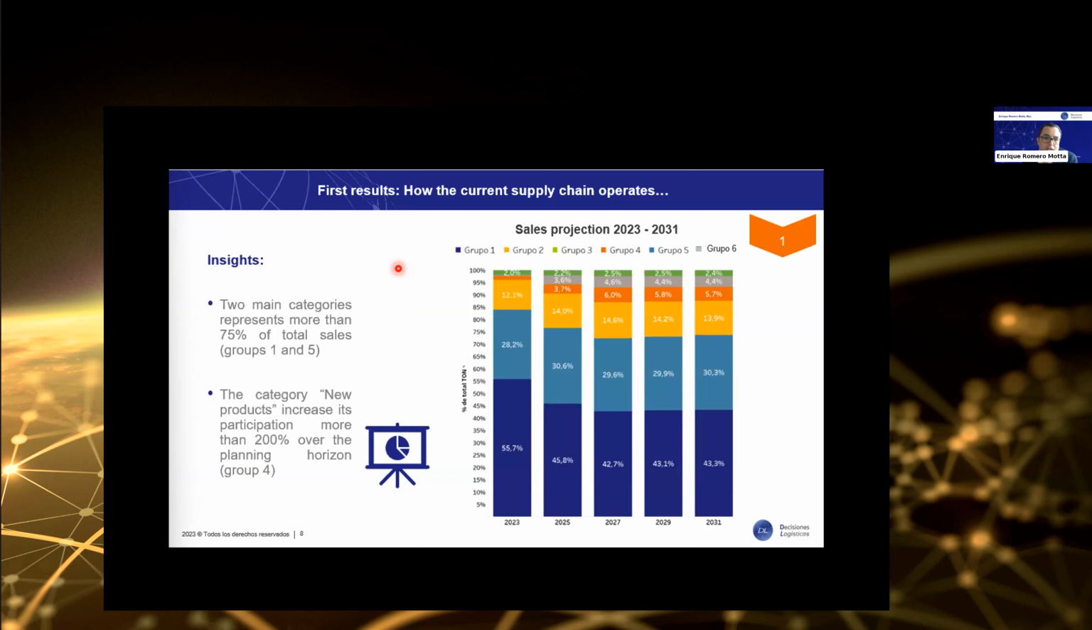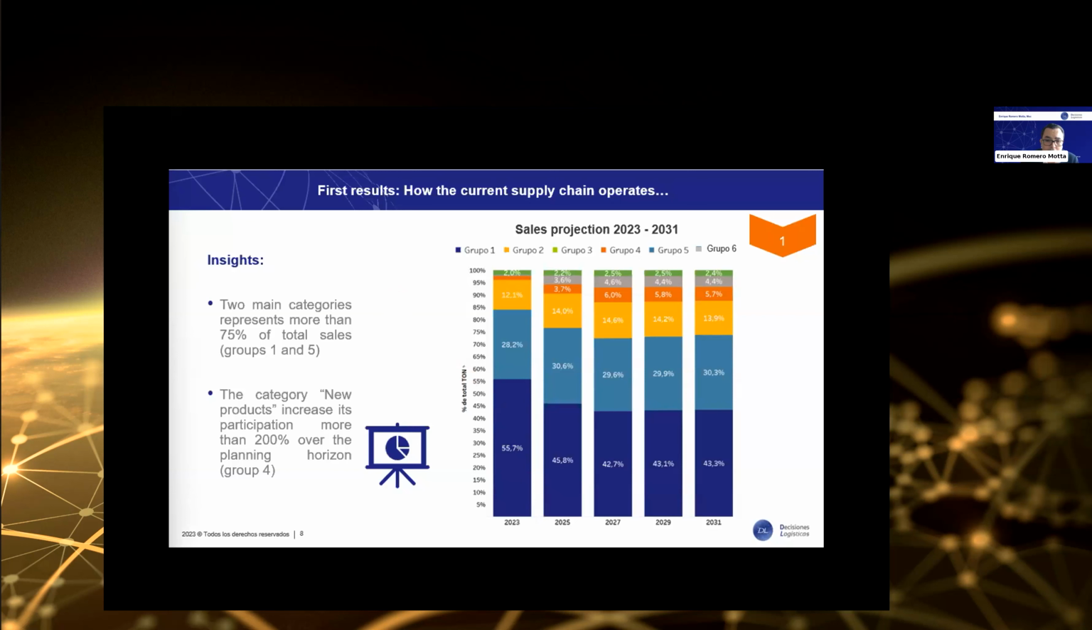There are two main categories, as you can see right there in the chart, that will represent around 75% of the whole portfolio. But these new products also represent an additional challenge to consider when you want to develop supply chain strategies.